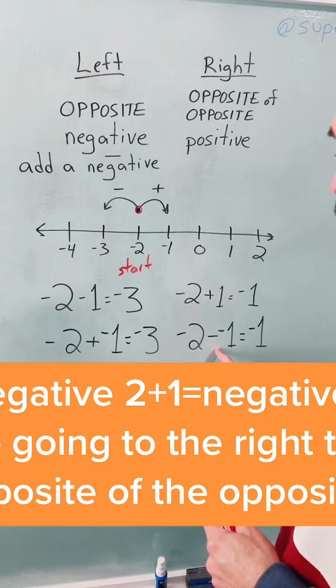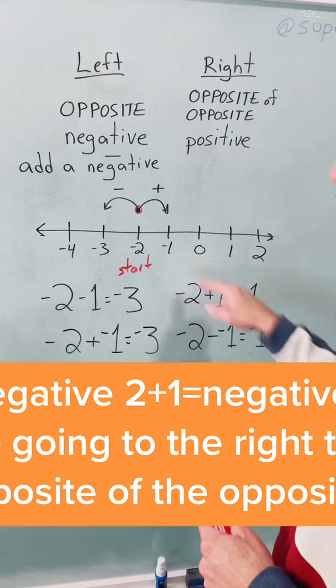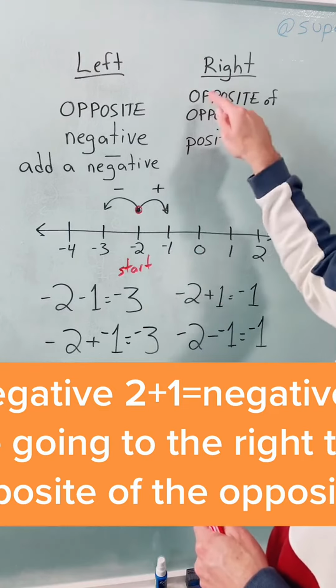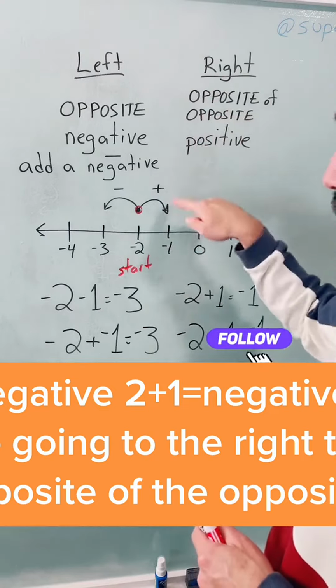Negative 2 plus 1 is equal to negative 1. Going to the right, the opposite of the opposite. So hopefully that makes sense.